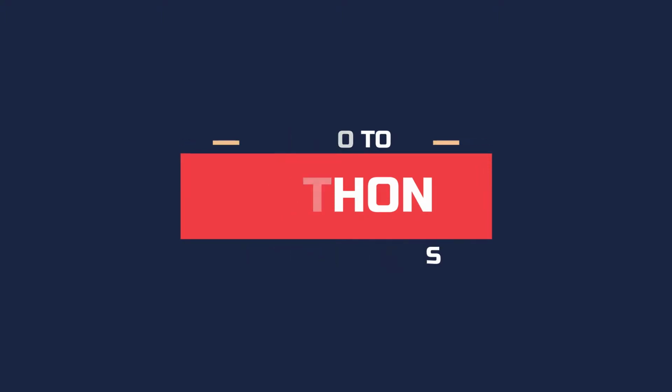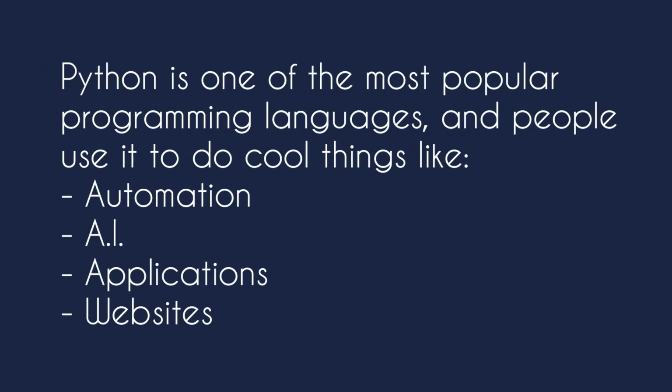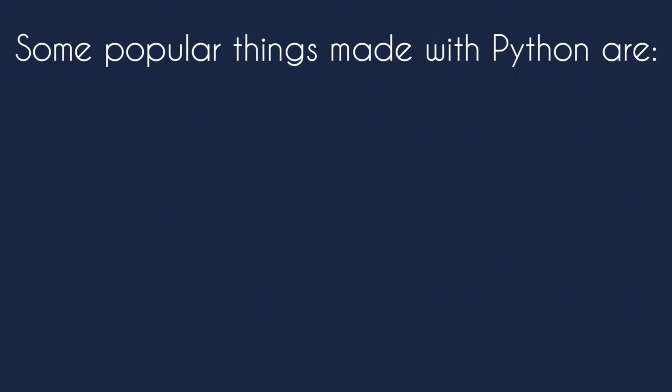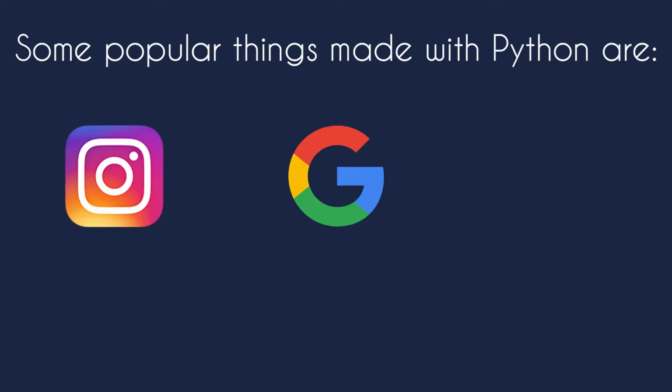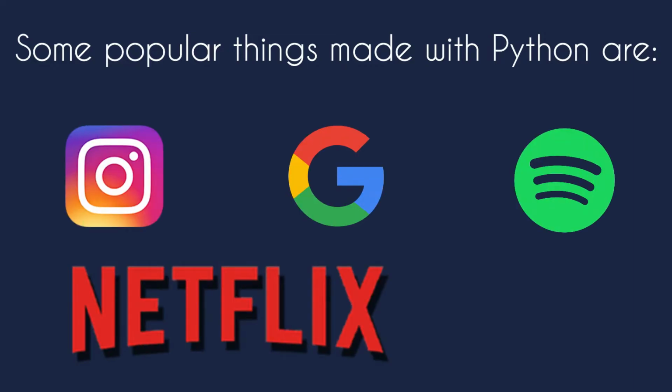So let's get right into it. Python is one of the most popular programming languages, and people use it to do cool things like automation, AI, and also build applications and websites. Some popular things made with Python are Instagram, Google, Spotify, Netflix, and Dropbox.